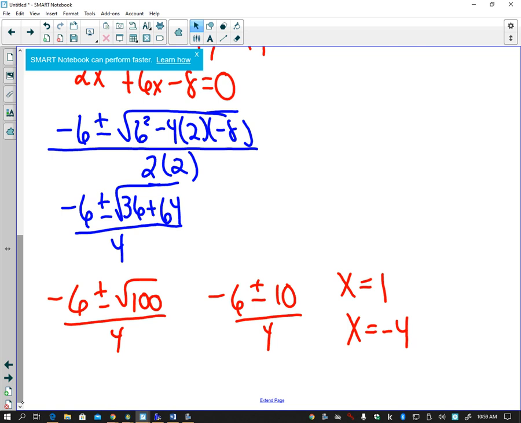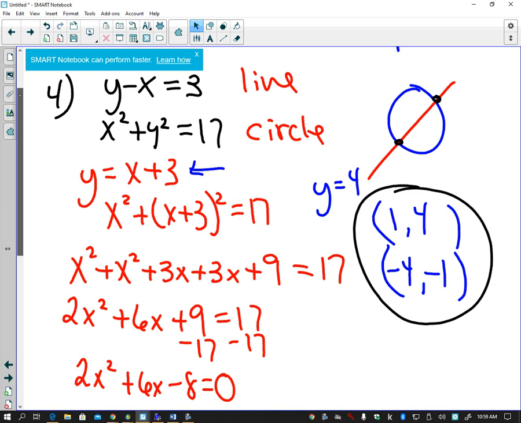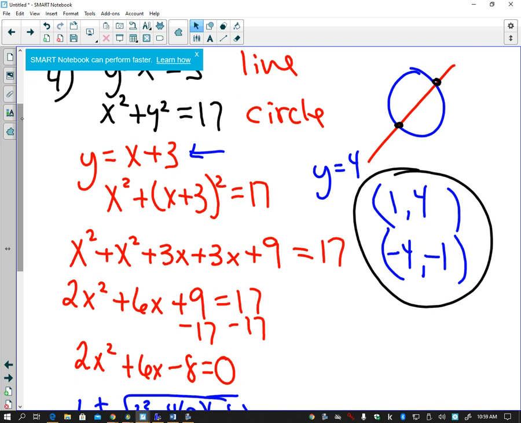All right, but that's not my final answer, because then I have to come back up, plug those things in, and get a set of coordinates. Okay? So there's a lot going on there, so I can understand why that's our most missed question.